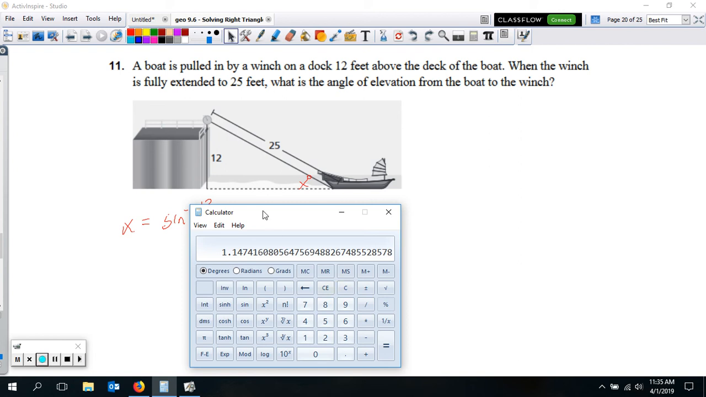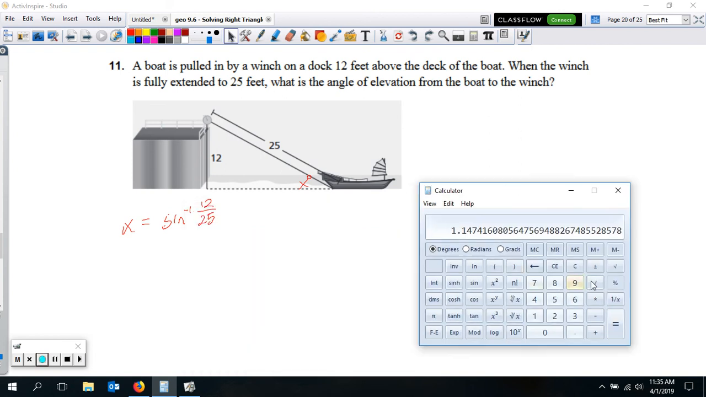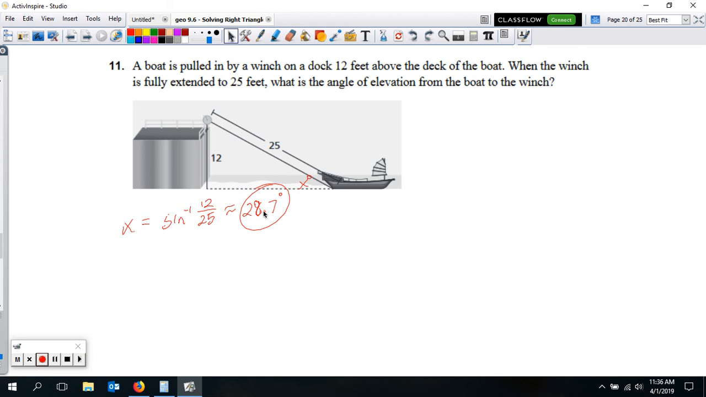So oops, I think I did that incorrectly. Let me try this one more time. So it'll be 12 divided by 25, which is 0.48. So 0.48 and then inverse and sine. There it is. I don't have to hit equals. I hit equals too many times. So once I hit equals, I get my answer there. 28 point. If I go to one decimal place, which it didn't say to, but I'll just go to one decimal place, that'd be about 28.7. So you can see right there, 28.7 degrees would be our angle of elevation.